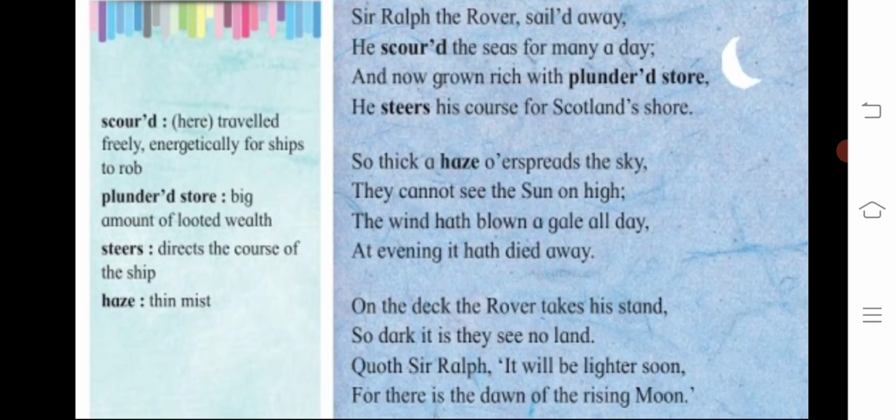Scoured. Here the meaning is to travel freely and energetically, for ships to rob. Plundered store. A big amount of looted wealth. Steers. Directs the course of the ship. Haze. A thin mist.